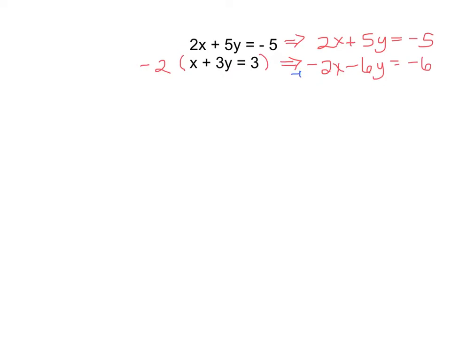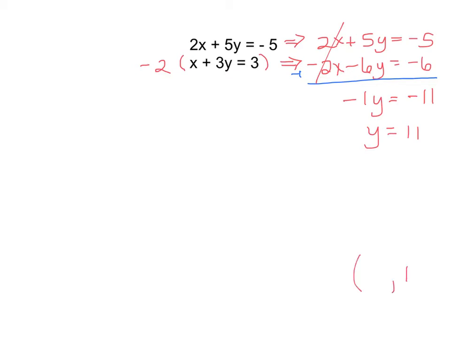From there, what you do is you add down, and what's going to happen is you're going to eliminate one of the variables, hence the name elimination. So 2x plus a negative 2x, that's going to cancel, and that's what we wanted. 5 plus a negative 6 is a negative 1y. Negative 5 plus a negative 6 is a negative 11. Divide that negative 1 over, and I get y to be a positive 11.